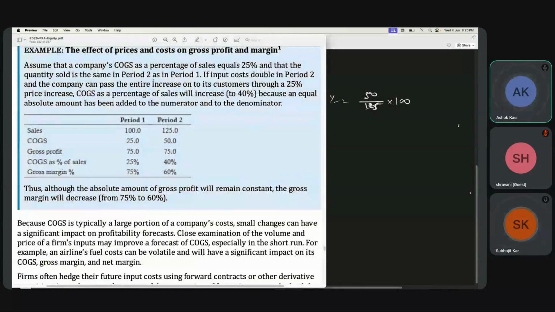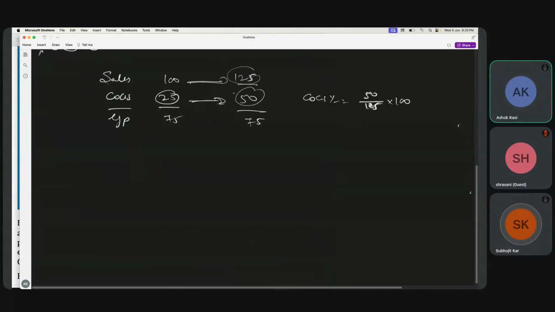How did the sales become 125 in the second year? They have passed on the entire increase to its customer through a 25% price increase. So this 100, the entire 25 you have pushed to the customer. That means they will be paying 25 more. So in the second year, I've raised the price, I've increased the prices.